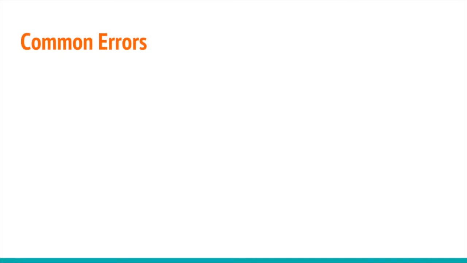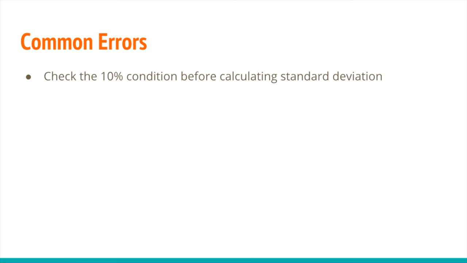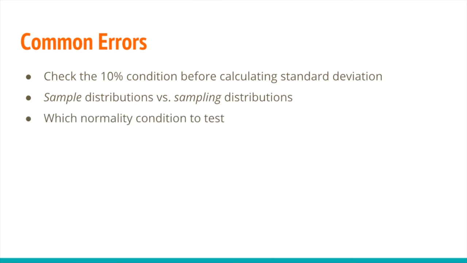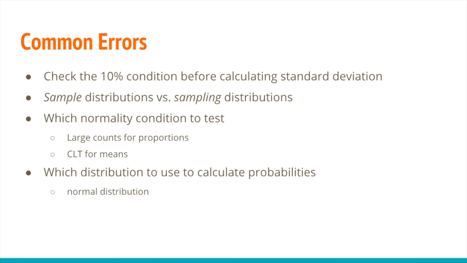Some common errors that students make for this section are forgetting to check the 10% condition before calculating standard deviation, so that just goes back to making sure that the sample is independent through comprising less than 10% of the entire population size. Also, do not confuse sample distributions with sampling distributions because they are different. And you have to make sure you're using the correct normality condition for testing before actually conducting these calculations. So for proportions, you're using the large counts condition, and for means, you're using the CLT. Also, you have to know which distribution to use when calculating probabilities, so there's the normal distribution and t-distribution.